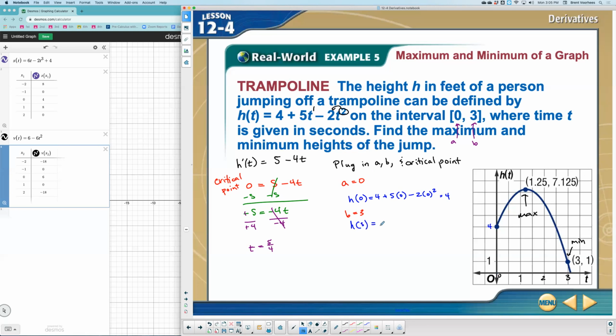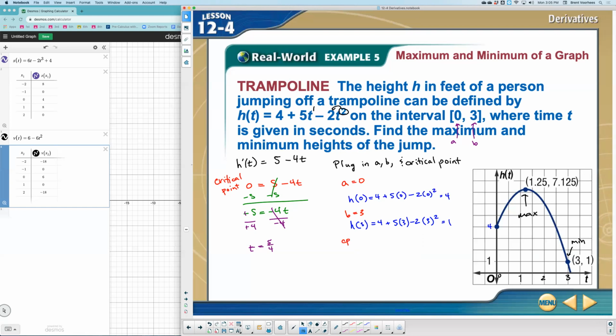of 3 is going to equal, and this would probably be quicker if I just use the calculator, but I'll write it out. 4 plus 5 times 3 minus 2 times 3 squared. Okay, PEMDAS says I need to do this parenthesis first. 3 squared is 9. Multiply that times 2. That's going to be 18. Let's go over here. We have a 15 plus a 4 is 19 minus that 18. I'm getting 1. And so at 3 seconds, I should just have a height of 1. Yep, that looks good. And now we plug in the critical point.